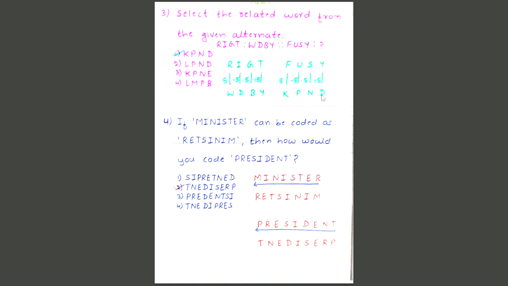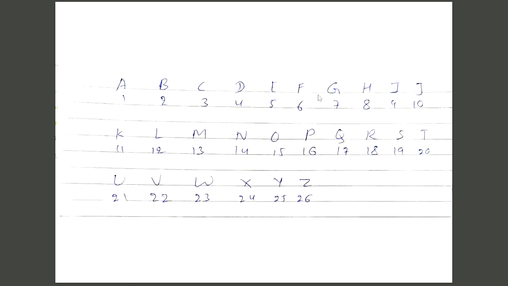25 plus 5 is 30. In the alphabet, only 26 letters are there. So the 27th letter is A. Then we continue the numbering, this is 27, 28, 29, 30. So the 30th letter is D.